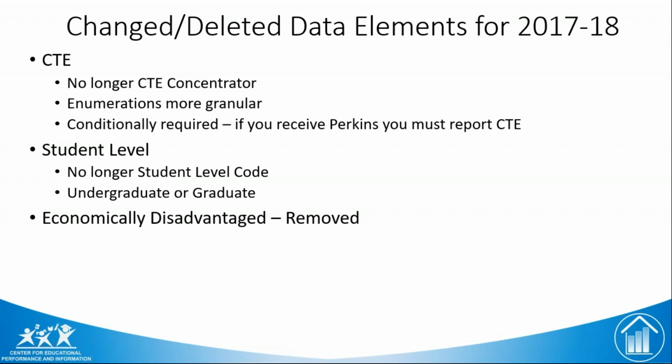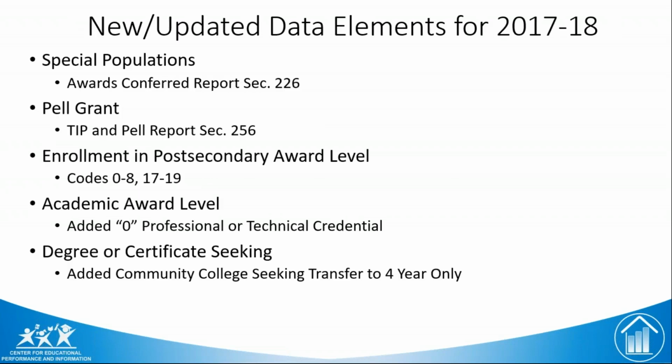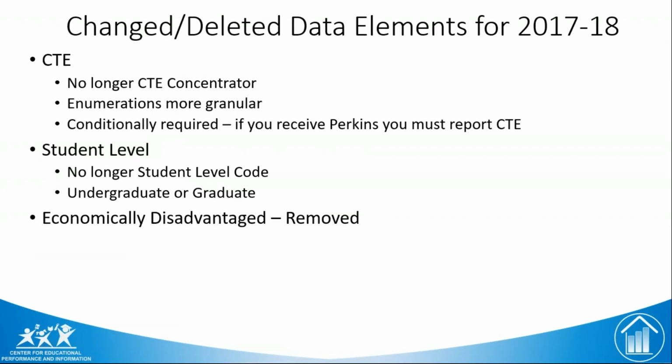Student level code, like I said, we got rid of that. We do have student level, and this is where we're capturing whether or not the student is an undergraduate or a graduate student at the session level. So how we broke out the 3 data points from the student level code: we now have the degree or certificate seeking student, where we captured degree or non-degree seeking. We have student level, where we capture undergraduate or graduate. And then we have enrollment and post-secondary award level, where we're capturing the intent of the student at the session level. The economically disadvantaged, like I said, that was removed and replaced with the Pell Grant.